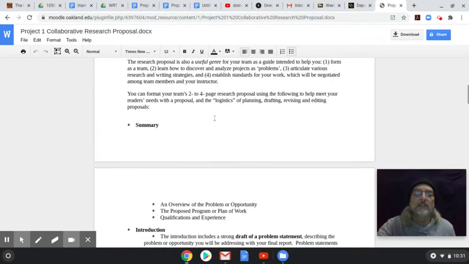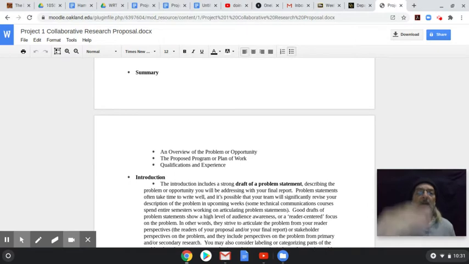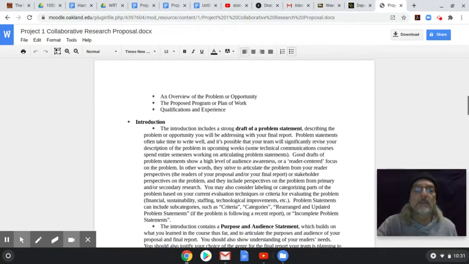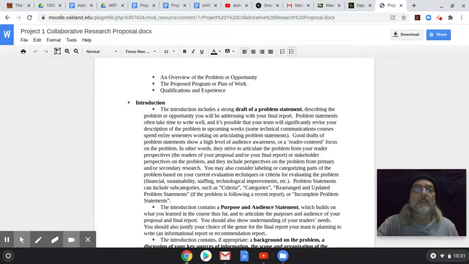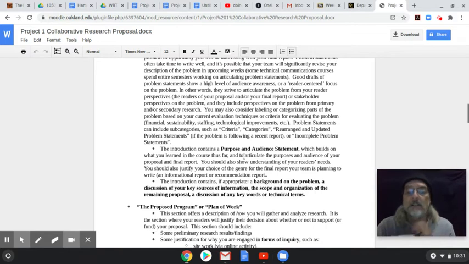All right, so we've done some of those things already. So this is how we'll put the collaborative research proposal together. The first thing, we'll open up with a summary before the introduction: an overview of the problem, the proposed program of work, or plan of work, we might call it too. And then who the members of the team are and what their strengths and weaknesses are. And then we're going to go into more details. And then here's the introduction. So we're going to draft a problem statement, give a good background, and a purpose and audience statement. Why are we putting this together? Who is our audience? Who is going to benefit from this based on our purpose of looking at this? How do we see that today?